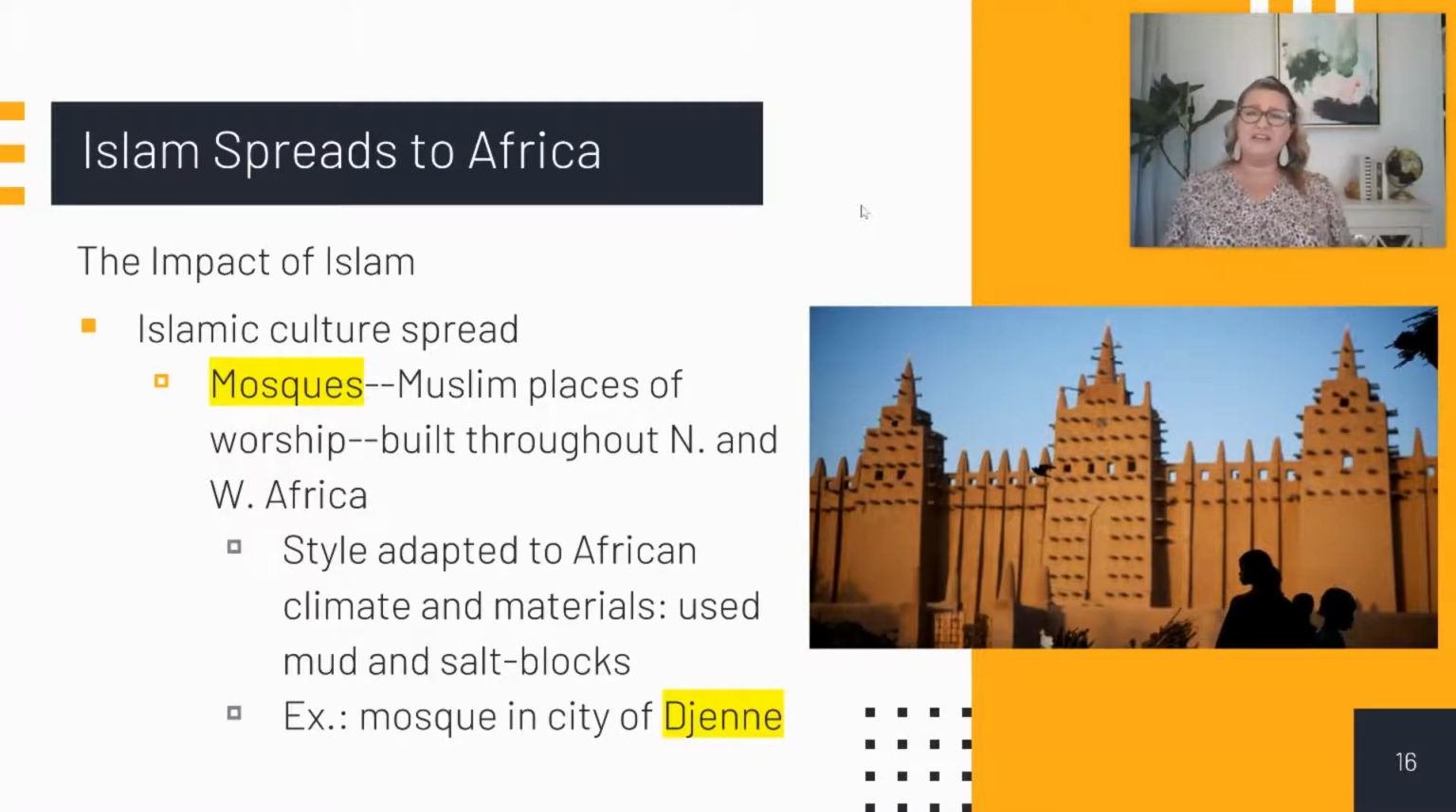And Africans really adapted to their environment. When they built mosques, they used what they had. And so mosques in this part of the world are made out of materials like mud and even salt blocks to build this architecture. And what we see in the picture down on the right here is the mosque in the city of Jenne. Again, the city is pronounced Jenne, the D is silent. And it is one of the most famous mosques in Africa.